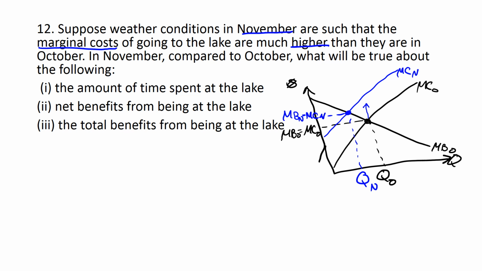And so the amount of time spent at the lake has gone down in November relative to October because it's more costly for each amount of time you're there. The net benefits started here. Again, it's the difference between the marginal benefit and the marginal cost. But now the net benefits are only going to here because we're not spending as much time. So the net benefits fall as well. And then the total benefits are the area under the marginal benefit curve. So it's this green area originally, but now we're only going to there. And so our total benefits are lower as well.